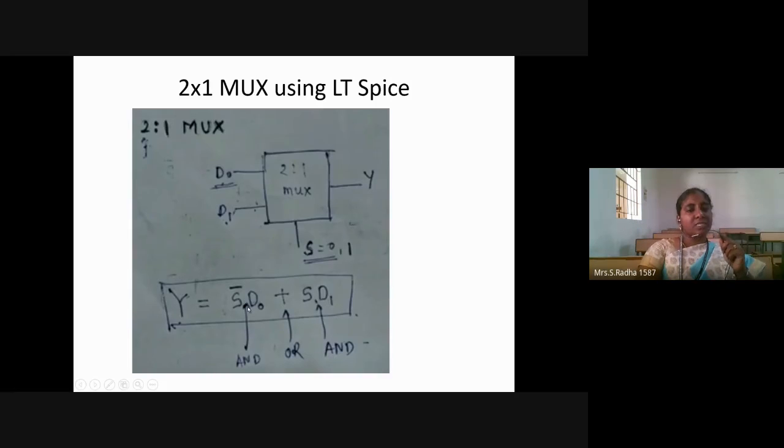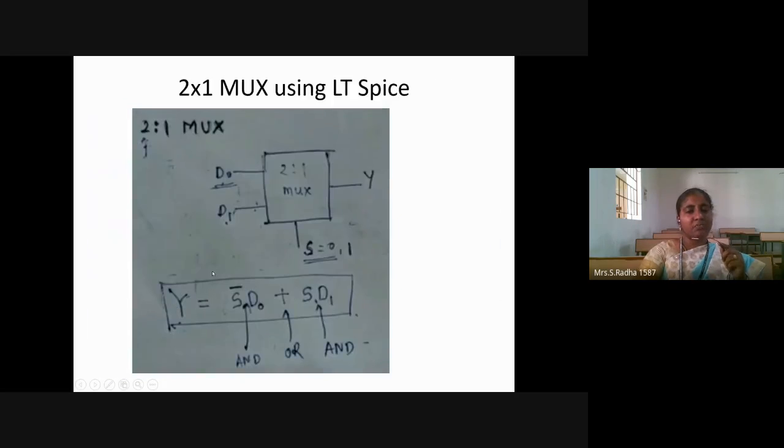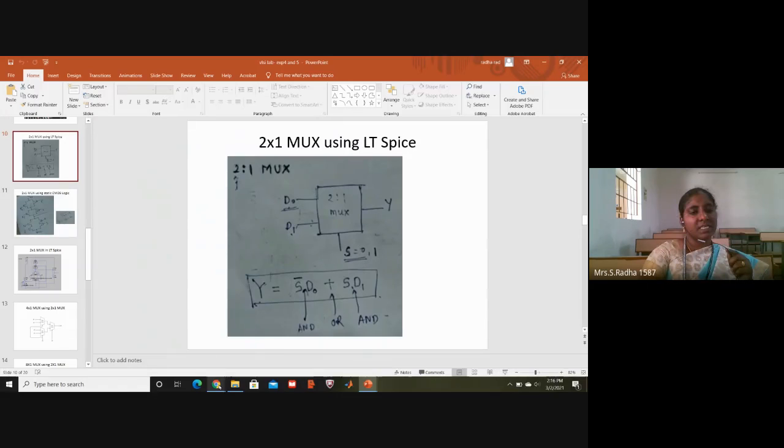The first term is an AND operation. The second term is an AND operation. And then we are making an OR operation between them. So I will do the same. This is an AND operation, one below the other, NMOS transistors, D0 and S bar as per the equation. First term is D0 and S bar. Second term is S into D1.